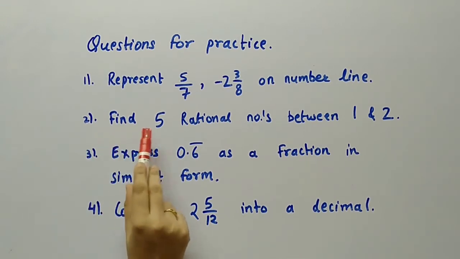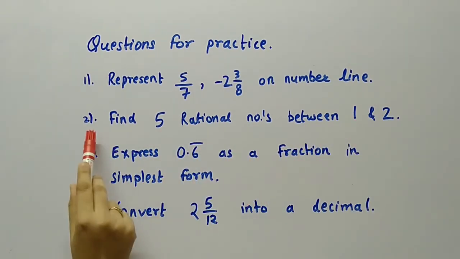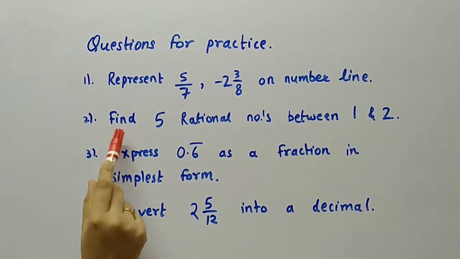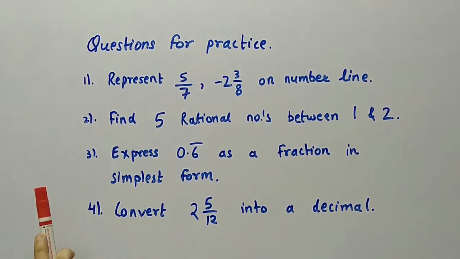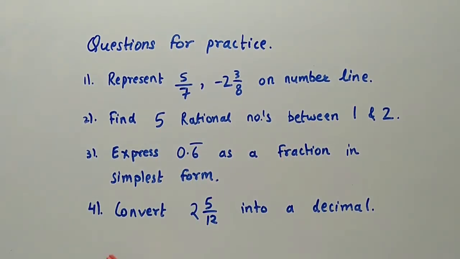The second question is: find 5 rational numbers between 1 and 2. We have discussed two methods in the video, so you can use any of the methods. Try to solve this question by both methods. Now question number 3. Express 0.6 bar as a fraction in the simplest form. And question number 4. Convert 2 5 by 12 into a decimal.